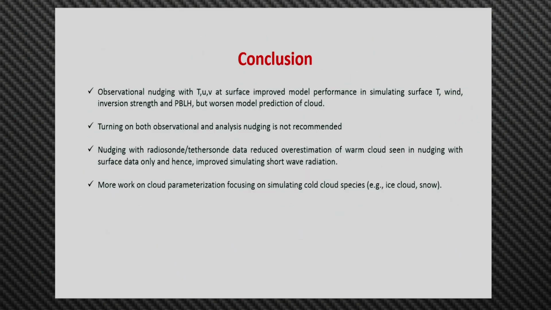So the main conclusion is that observational nudging using the surface data is already good in helping to improve some of the meteorological quantities simulated, but it has some problems with cloud, and by applying vertical data into the nudging, it helps to reduce the overestimation of cloud.